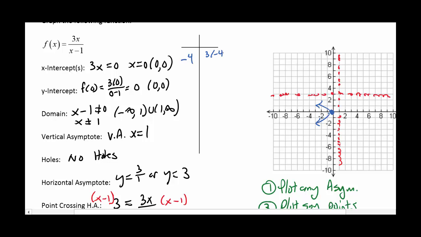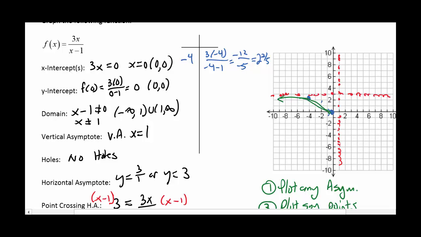So I get 3 times negative 4 over negative 4 minus 1. That would be negative 12 over negative 5, which is 2 2/5. Okay, so I can see at negative 4 it's at 2 2/5, so it's really close to there. What does that tell me? It tells me it's going to go up from here. Now, we really do have to check a couple of points and just convince ourselves that this is working.